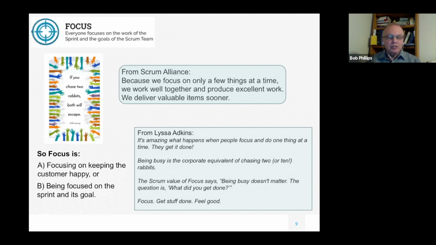So for focus, the choices would be focus on keeping the customer happy or being focused on the sprint and its goal. If you were to think about that, the team should always be focused on the sprint goal. So the answer would be B, being focused on the sprint goal. So that's the value of focus.